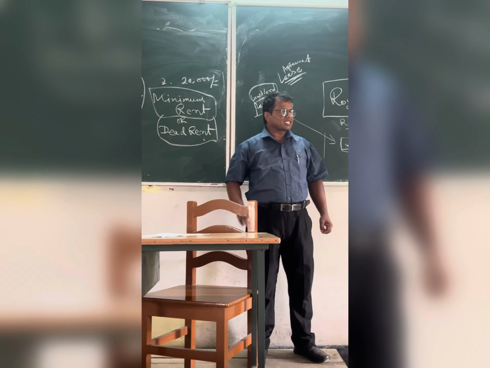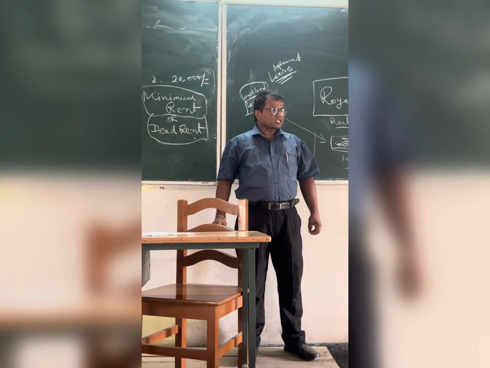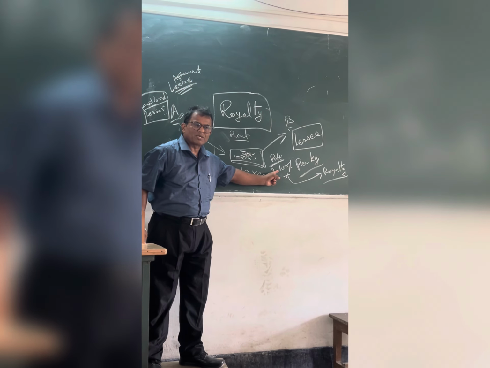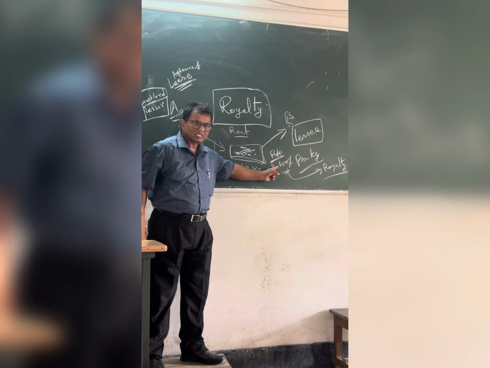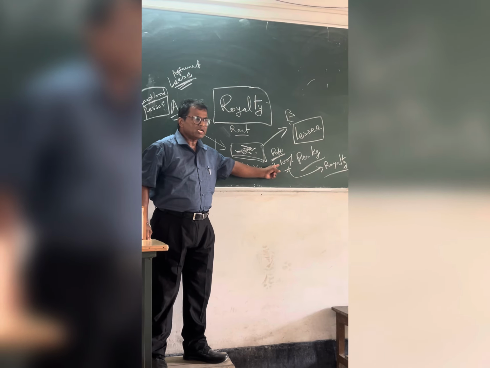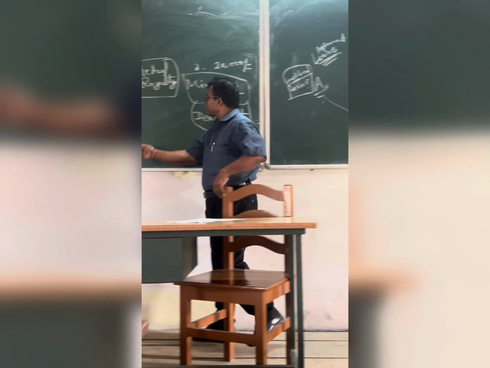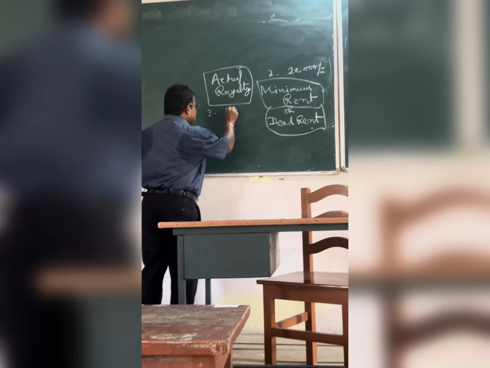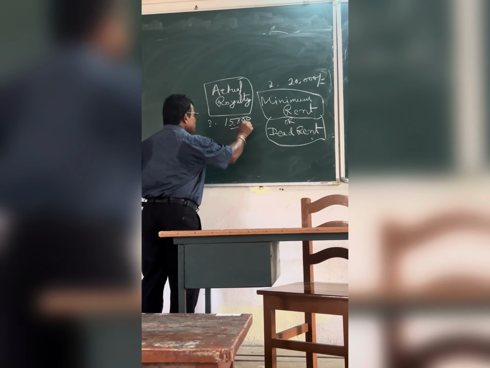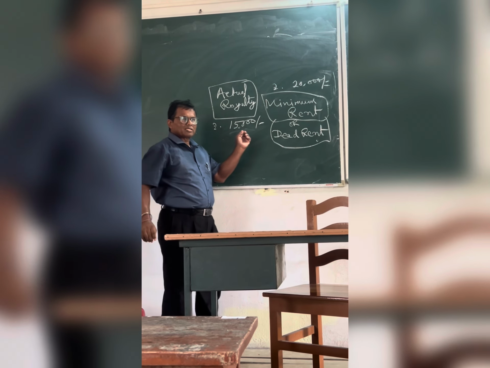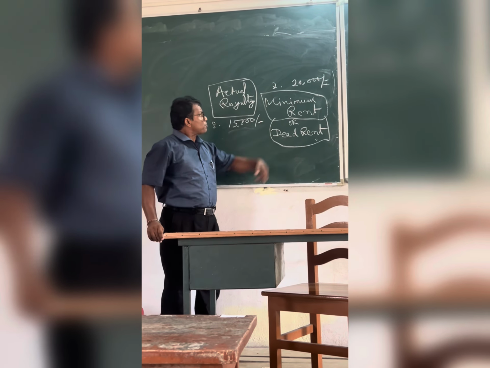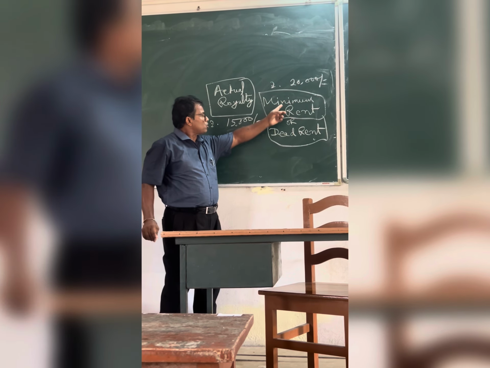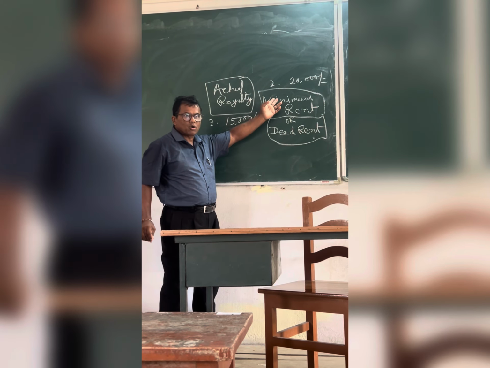So suppose in a particular year, your production is 100 kg. So 100 kg into rupees 100, how much is coming? 10,000. Or suppose actually it is coming 15,000. This is the actual royalty. But you have to pay 20,000, there is an agreement. Right? So the lessee has paid 5,000 more.